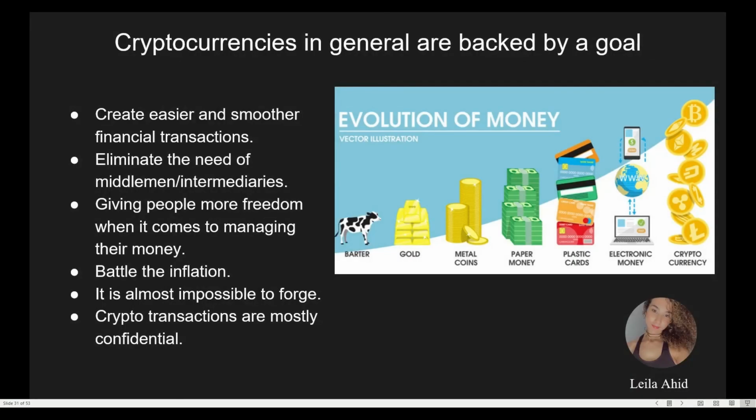Of course, cryptocurrencies are backed by a goal. It creates easier and faster local and global financial transactions. It eliminates the middleman, like in real estate, supply chain, banks, and other third-party service providers charging outrageous fees. It also enables people to become their own banks and gives them the freedom to use their money. It battles the inflation arising due to politically based fiat currency. And finally, cryptocurrency is almost impossible to forge.